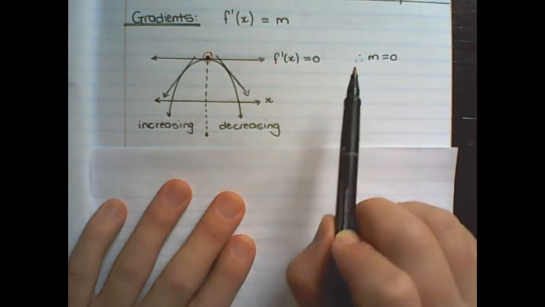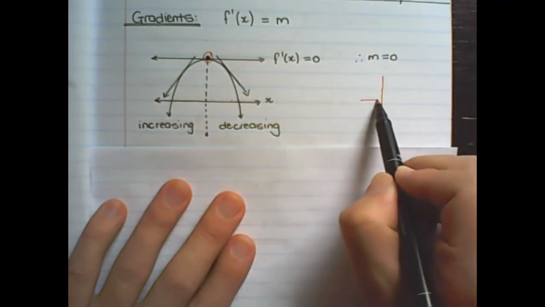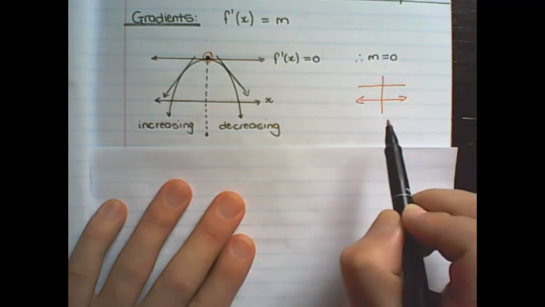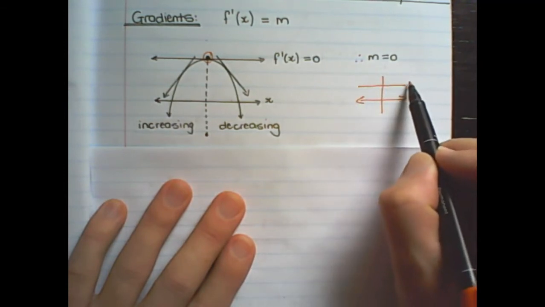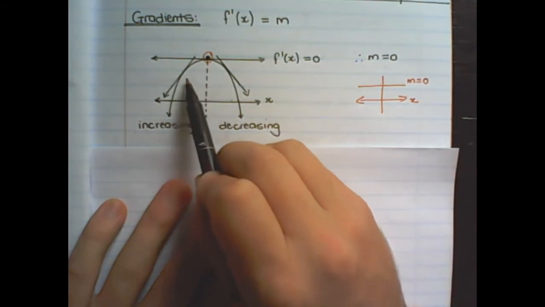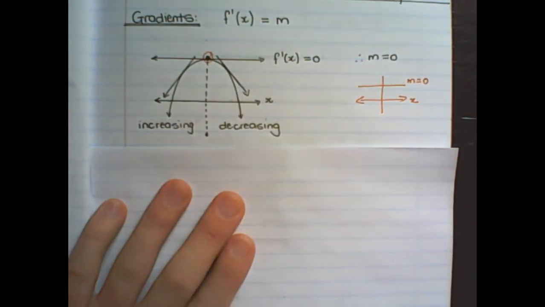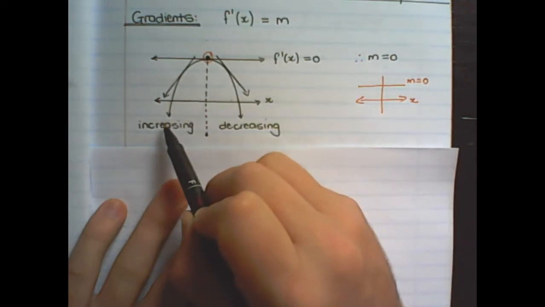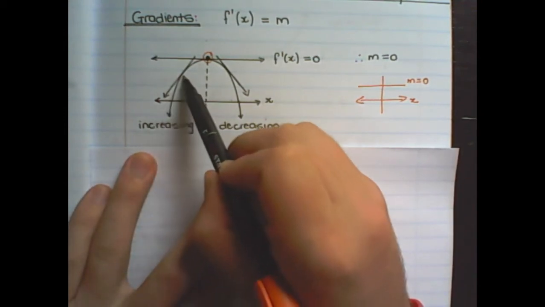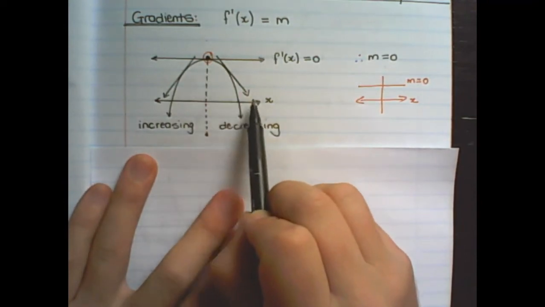So in grade 9, we learned that if a gradient is equal to 0, then that line is parallel with the x-axis. So that's important to remember. The gradient at a turning point in a parabola is equal to 0. Now in this particular shape, on the left-hand side, we have an increasing gradient, and on the right of the turning point, we have a decreasing gradient.